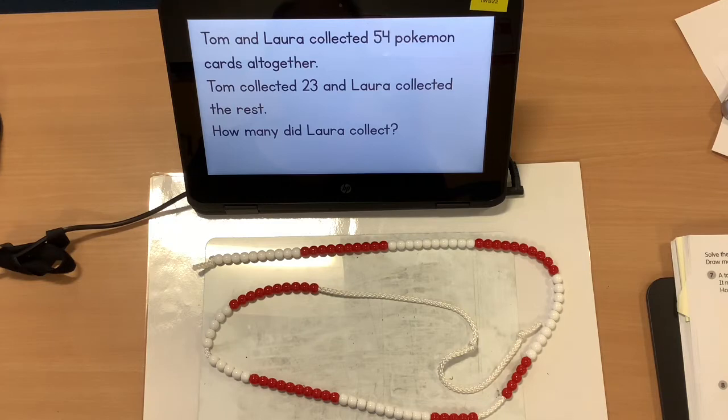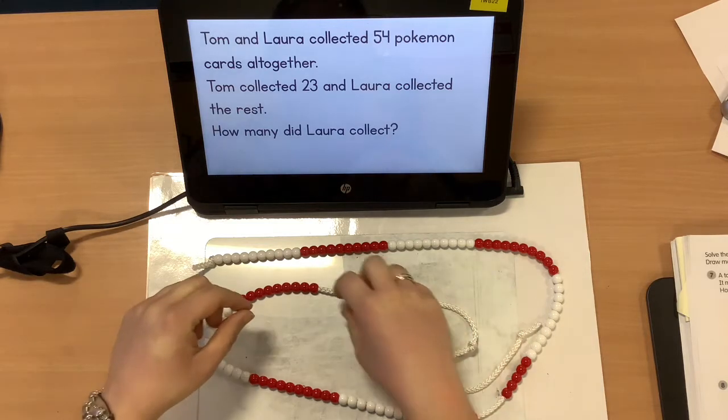Now, my problem says, Tom and Laura collected 54 Pokemon cards all together. Tom collected 23 and Laura collected the rest. How many did Laura collect? So we know that all together, Tom and Laura collected 54 Pokemon cards. So we know that is our total of Pokemon cards. We haven't got any more Pokemon cards than that at any point in our problem. 54 is the most cards that we had.